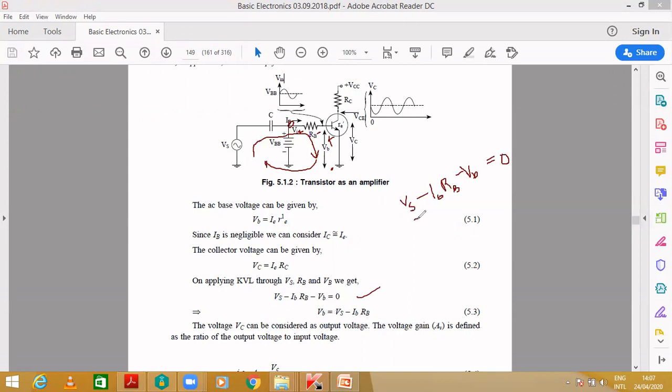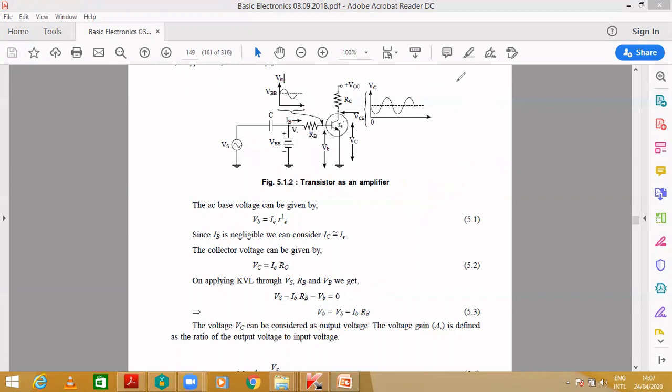So once again I'll repeat. It will start from this point. This is negative and this is positive. It is going from negative to positive, hence it is written as Vs. Next, for the resistance, the entering point is positive and the leaving point is negative, so it is minus ib Rb, then minus Vb, and equals 0.